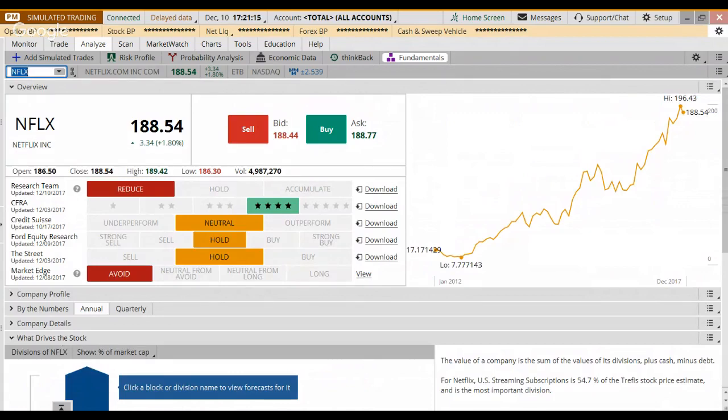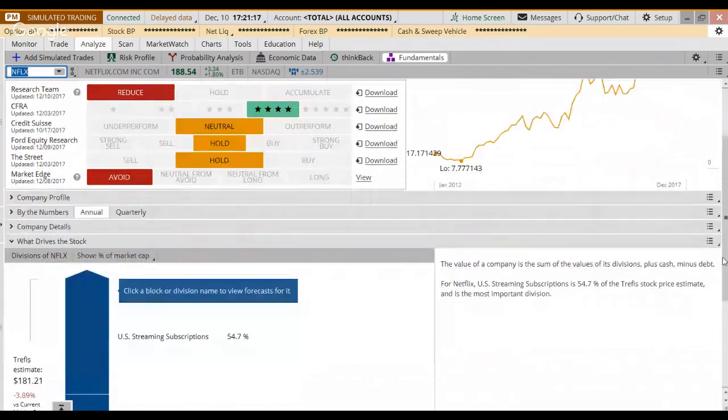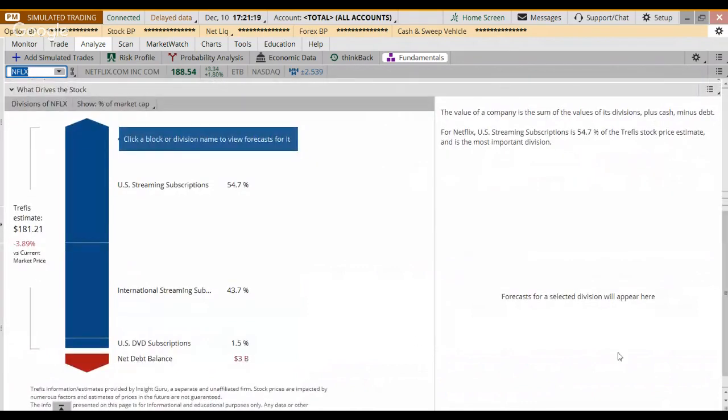What drives the stock? So Netflix has it. And what drives Netflix stock is their subscriptions. All right. So we have the US streaming, that right now is at 54%. And then we have the international streaming, that's at 47. Of course, you have some small percentage of DVD subscriptions. So now you know what literally drives this stock. Okay. Let's see if we find another one.